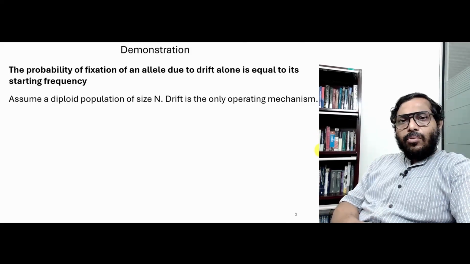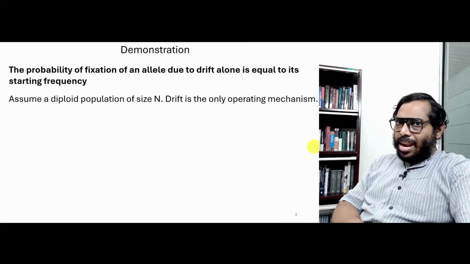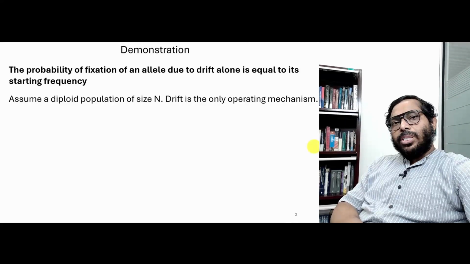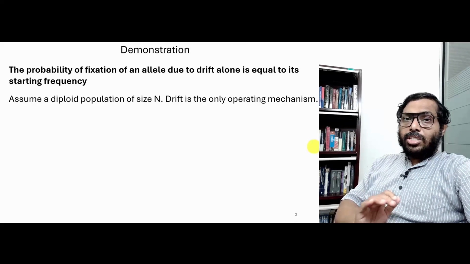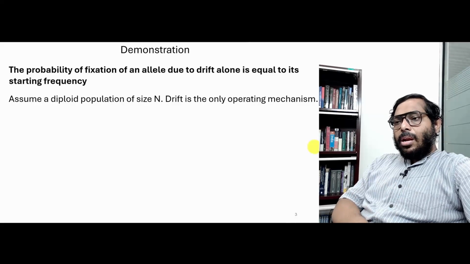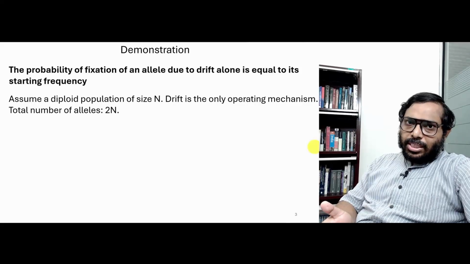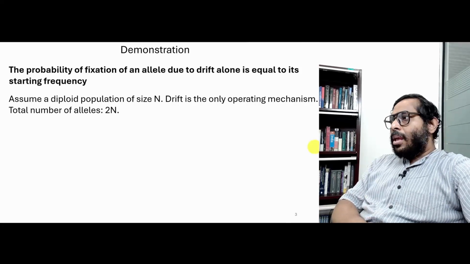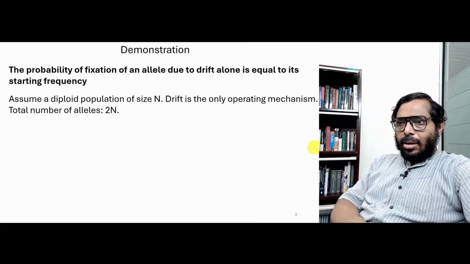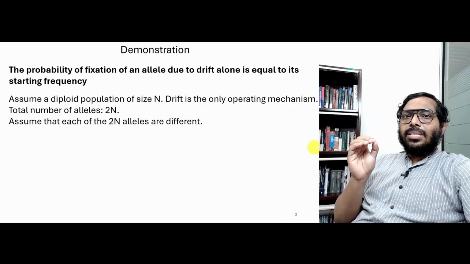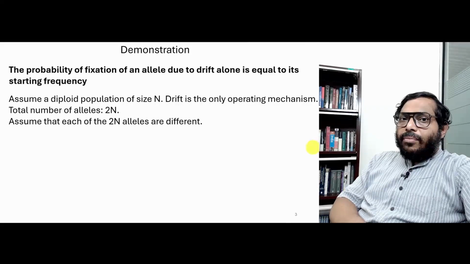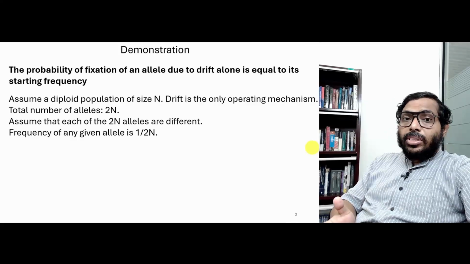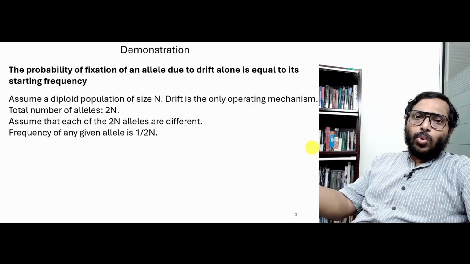So, assume that we have a diploid population which has n individuals, and let us assume that drift is the only evolutionary mechanism operating. So, there is no mutation, no migration, no selection. Now, since the diploid population has a size of n, the total number of alleles in the population has to be equal to 2n. Let us assume that each one of these 2n alleles is different from each other, so each one is a unique allele. If that be the case, what will be the frequency of each allele? Obviously, the frequency of any given allele is going to be 1 by 2n.